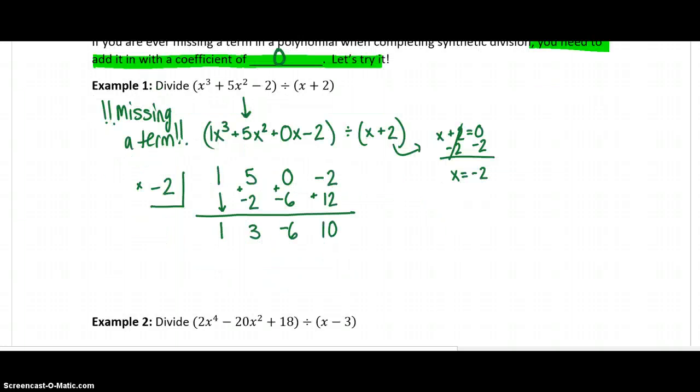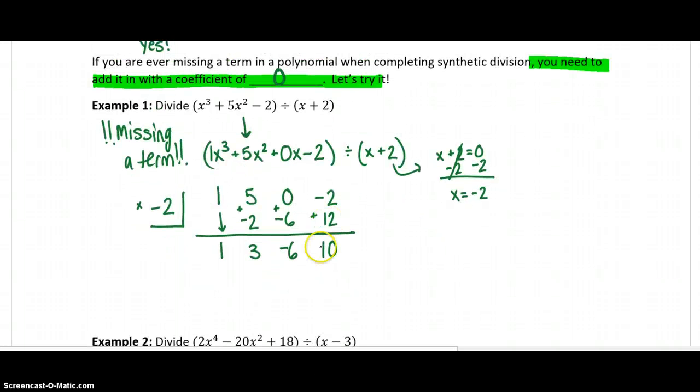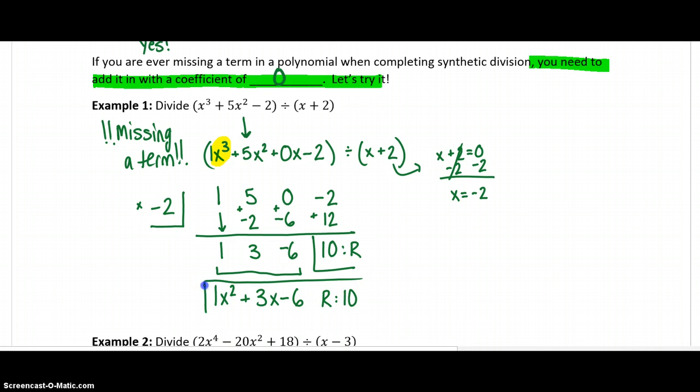And now we write our answer just like we always have. Alright, so this part is my whole answer. This is my remainder. Alright, I've started with an x to the third. That means I'm going to go one lower, so this is going to be a 1x squared, or just an x squared, plus 3x minus 6, and my remainder is going to be 10. And there is my answer. Alright, so the only thing that's changing is that very beginning step. Now, we need to be conscious of whether we are missing a term so that we can add it in as that 0x. Alright, let's do one more example together.